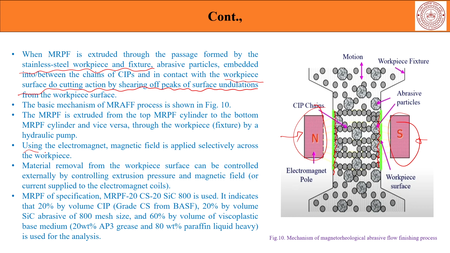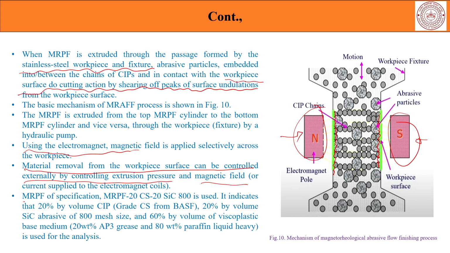So, one could change this scheme from a permanent magnet to an electromagnet, where you can use the electrical field again to have variable magnetic fields, and therefore, typically all MRAFs today are done using electromagnets. And the material removal from the workpiece surface is controlled externally again by controlling the extrusion pressure on one hand and the magnetic field on the other, and so you have now, rather than a single parameter controlling the material removal, multiple parameters including pressure as well as field, both combined together. So that is how this kind of process works.